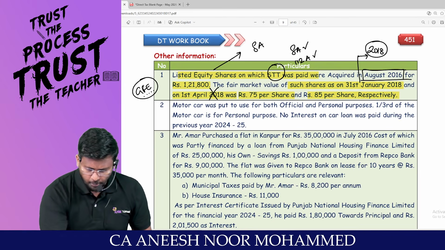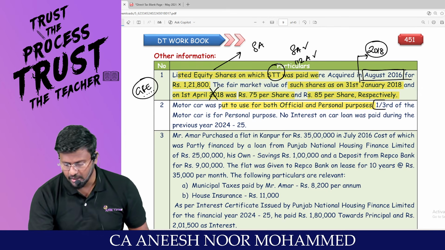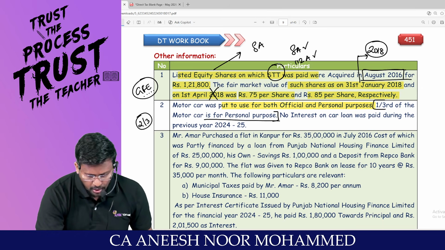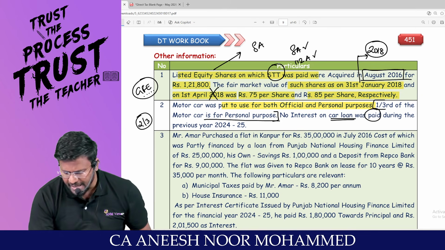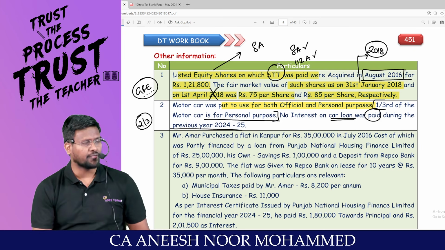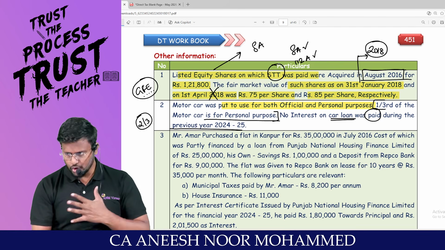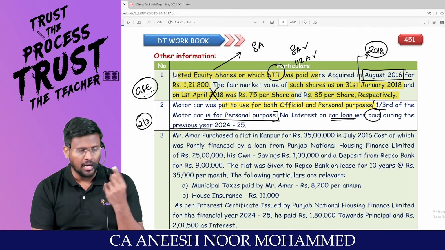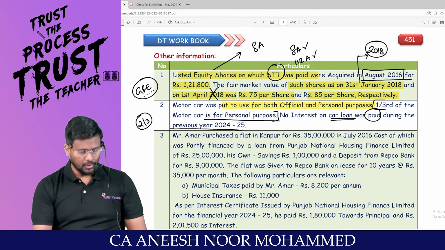Motor car was used for both official and personal purpose. That means depreciation should be restricted. Expenditure on motor car should be restricted. 1/3 of the motor car is for personal use. That means only 2/3 will be allowed as a deduction. No interest on car loan was paid during the previous year 24-25. We have taken car loan, but no interest has been paid. So we have to check what is the method of accounting the assessee is keeping. Cash system, accrual system. If cash system, no deduction for the interest. Are you all really with me?